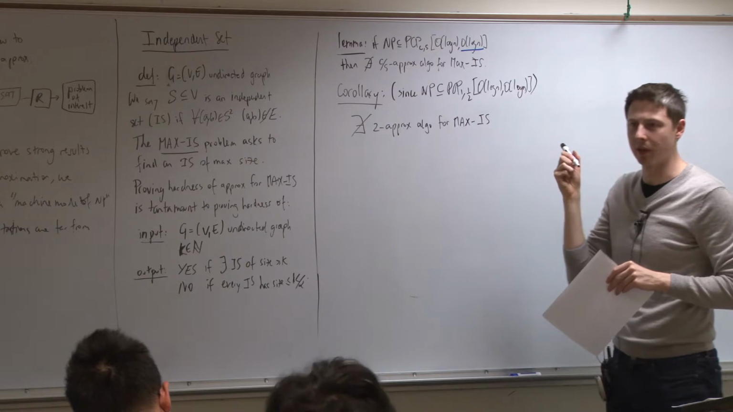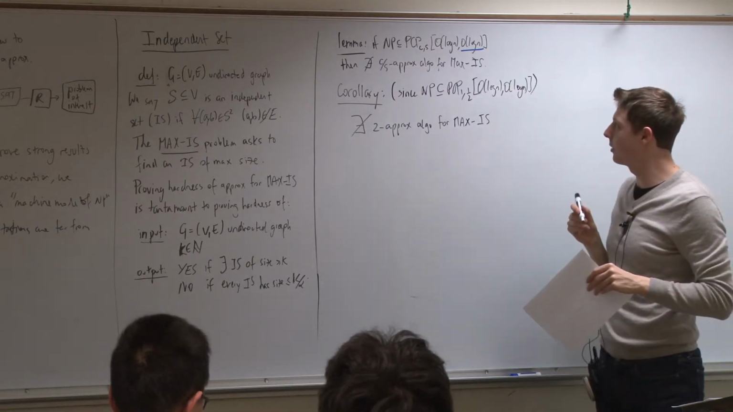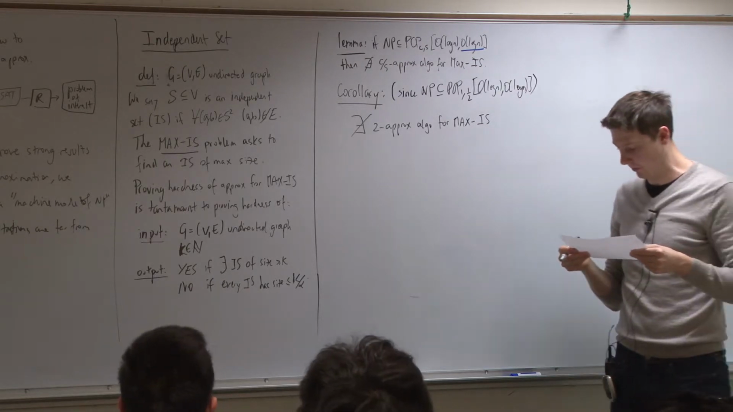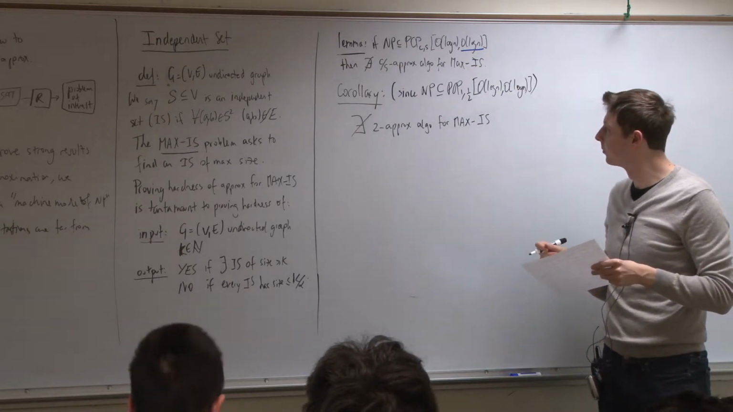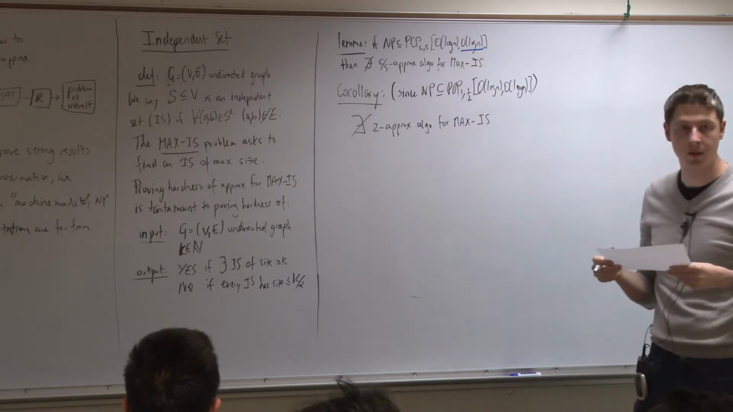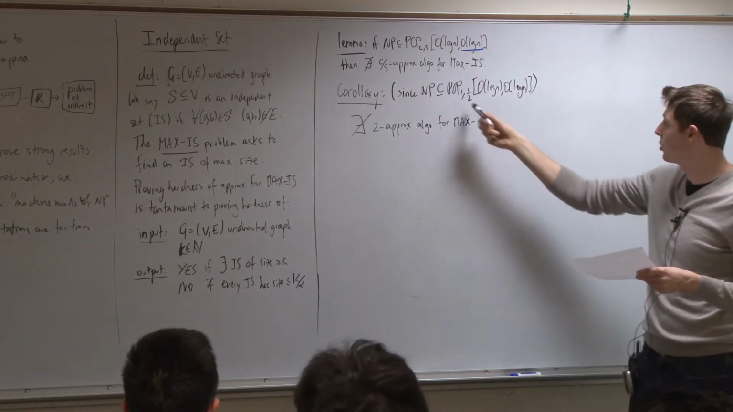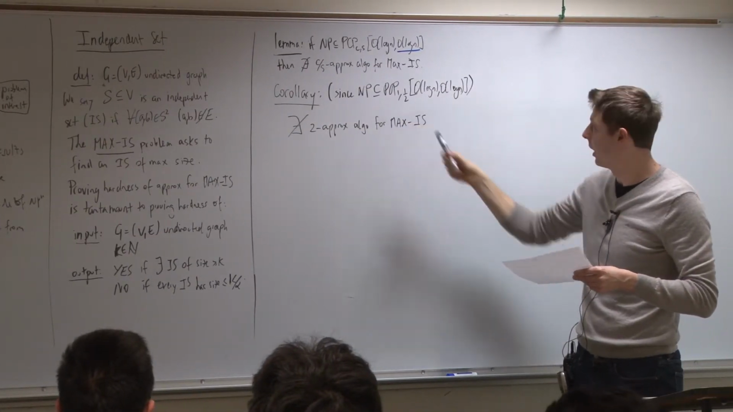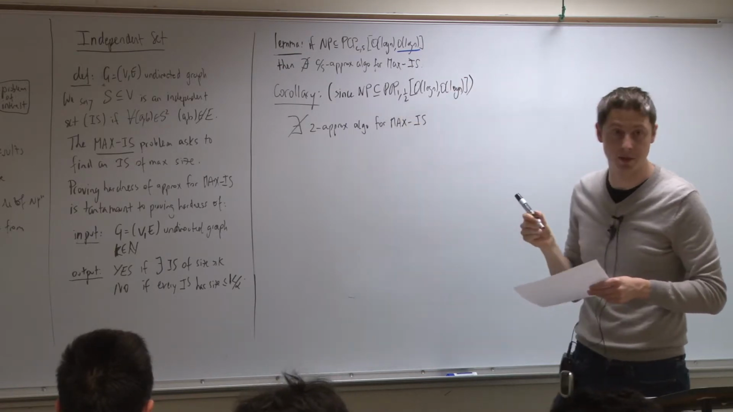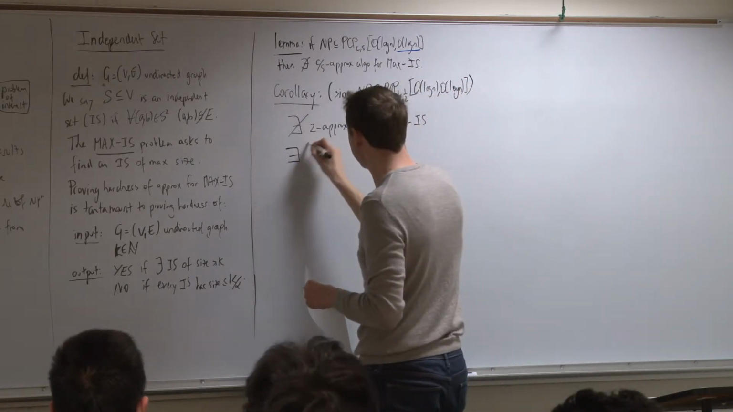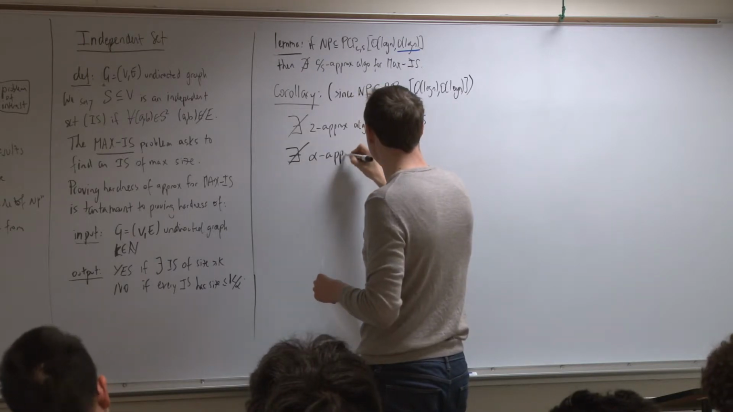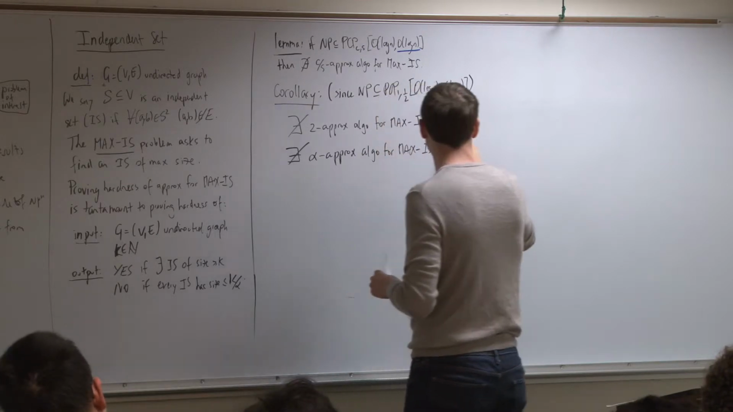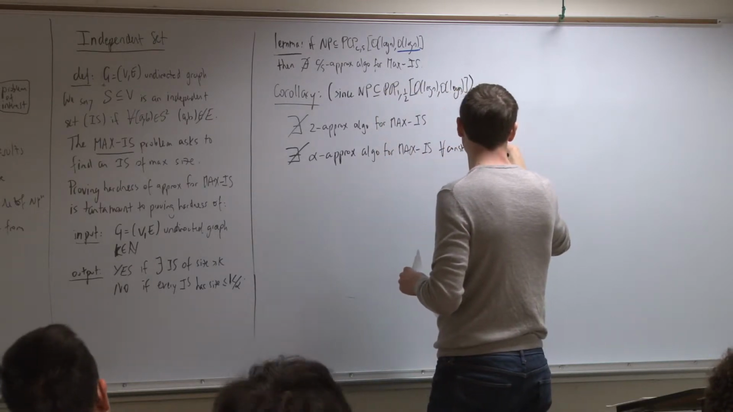It actually tells us a little bit more. So definitely no two approximation algorithm. What else does it tell us? You can't get any constant approximation? Yeah, any constant, right? Because I can just repeat this a constant number of times. I'll get any constant. So I also get that there doesn't exist an alpha approximation algorithm for max independent set for any constant greater than 1.